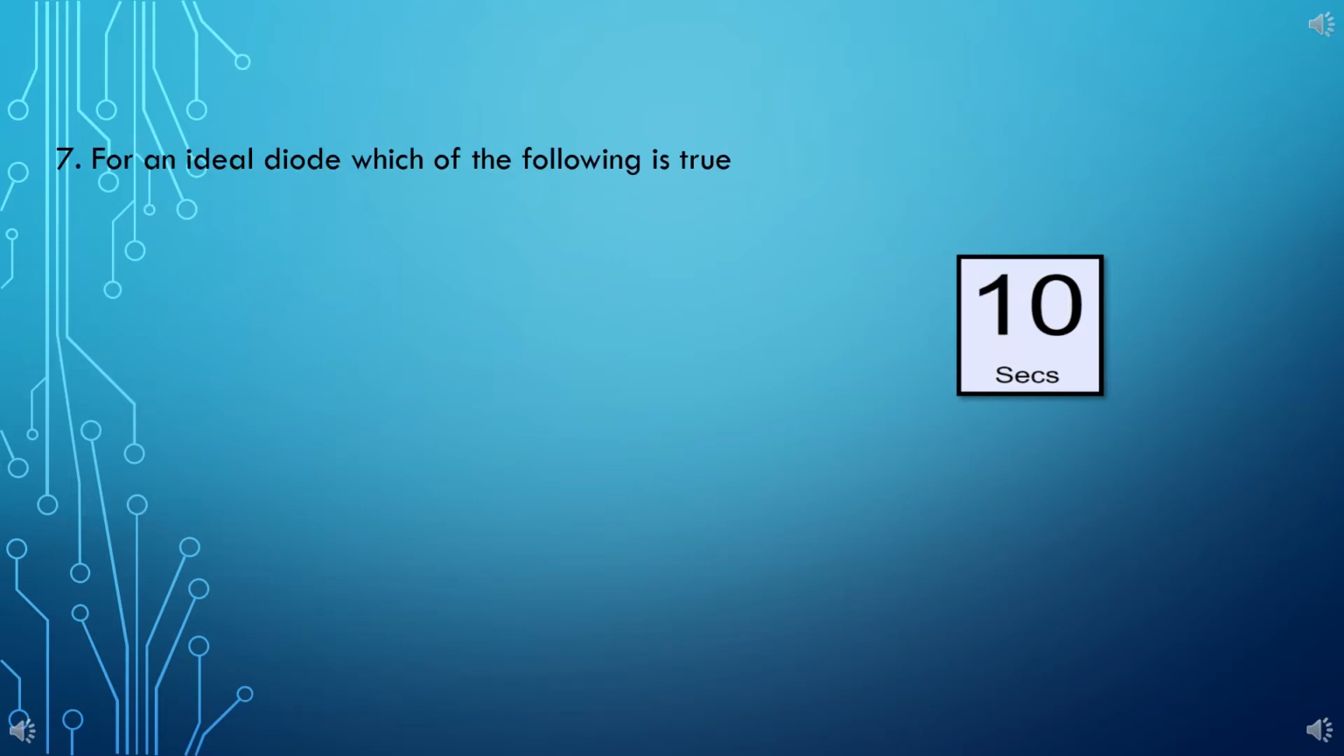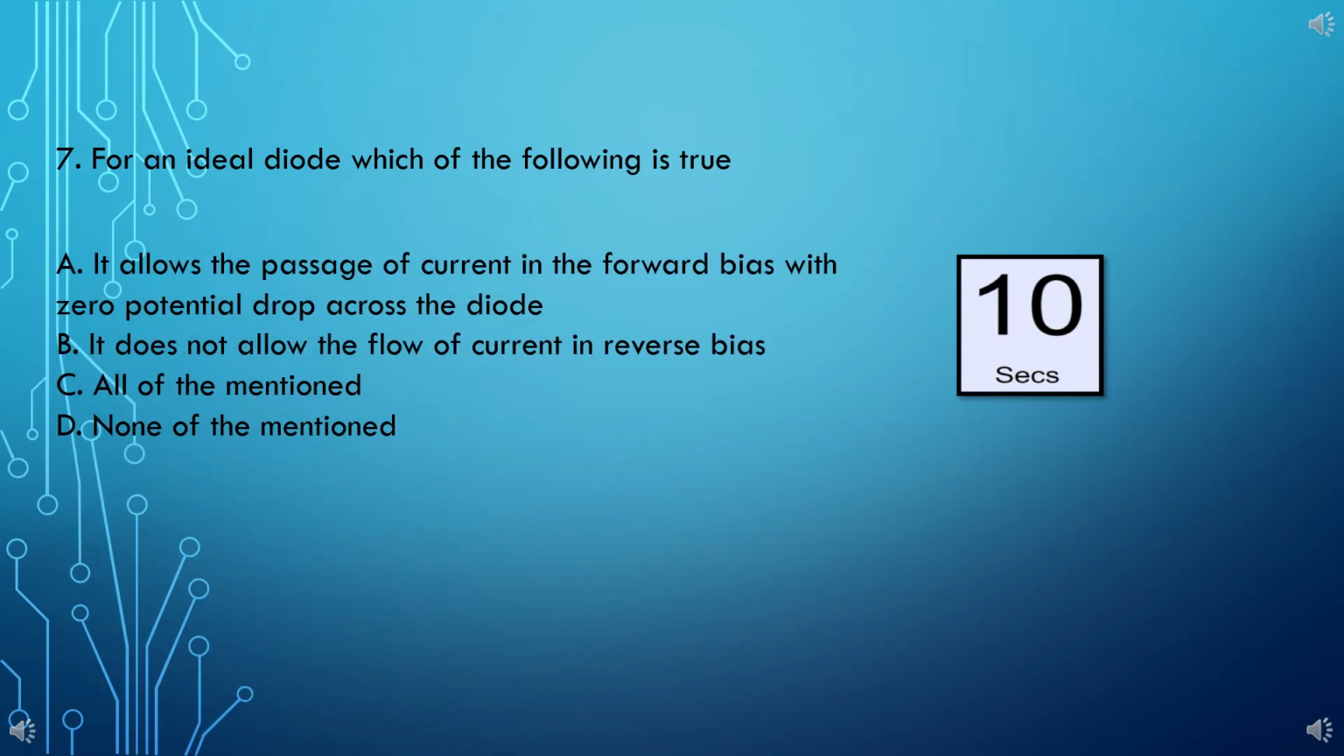For an ideal diode, which of the following is true? Option A. It allows the passage of current in the forward bias with zero potential drop across the diode. B. It does not allow the flow of current in reverse bias. C. All of the mentioned. D. None of the mentioned. Answer: all of the mentioned.